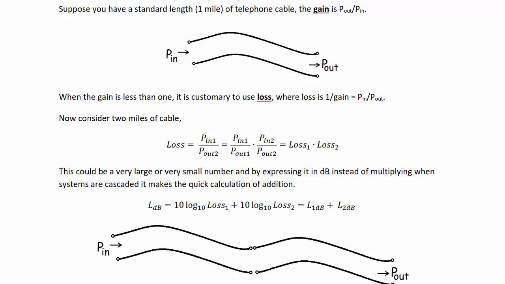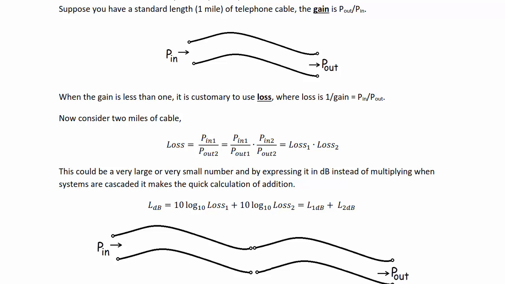Now consider if you have 2 miles of cable. Then the loss would be Pin1 over P out 2, or the product Pin1 over P out 1 times Pin2 over P out 2, or the product loss 1 times loss 2. This could be a very large or very small number, and by expressing it in decibels instead of multiplying, when the systems are cascaded together, it makes a quick calculation of addition.